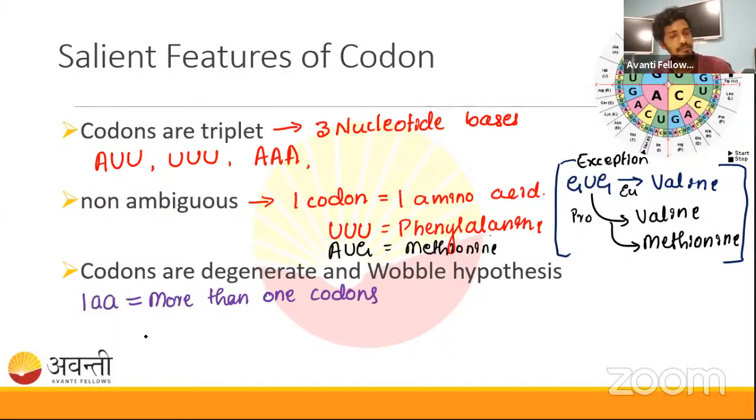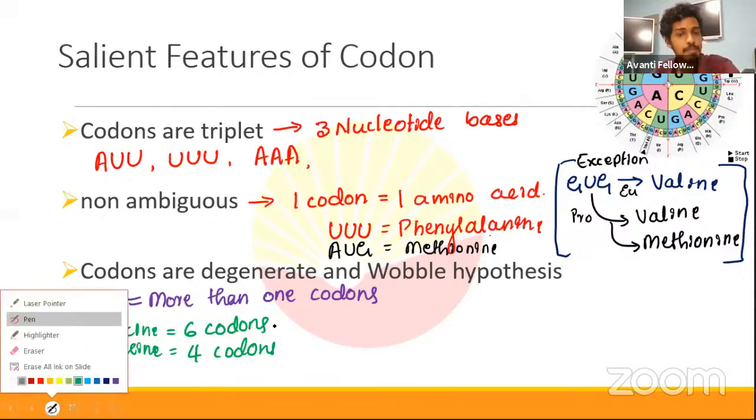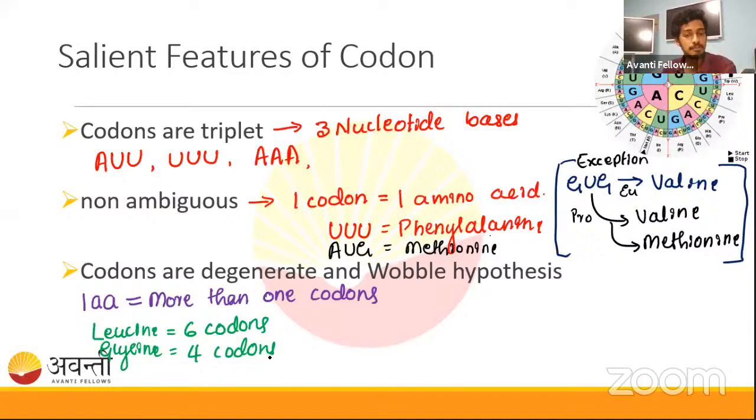For example, if I consider leucine, it is coded by 6 codons. If I consider glycine, it is coded by 4 codons. If you are confused about how this happens, you can refer to this chart. That's why I included the chart here. You can refer to the chart and answer this. Leucine is coded by 6 codons, and glycine by 4 codons.